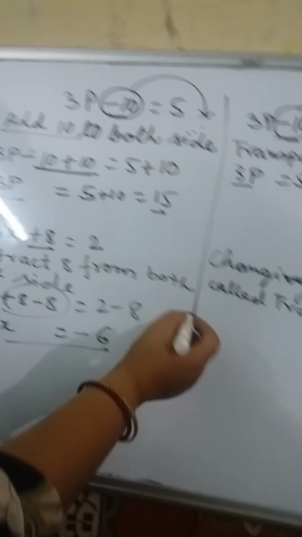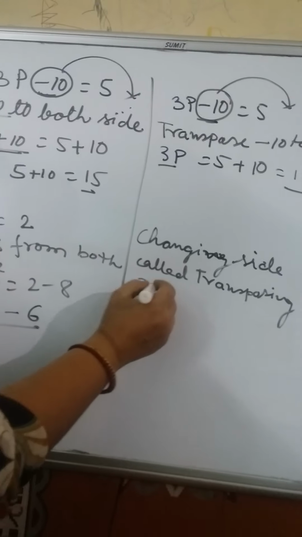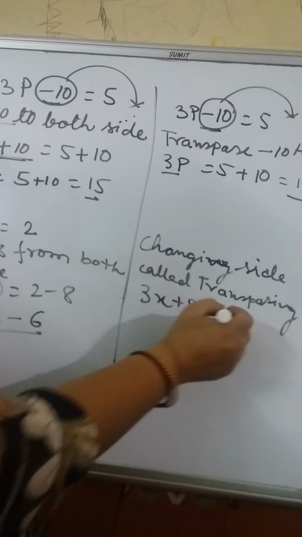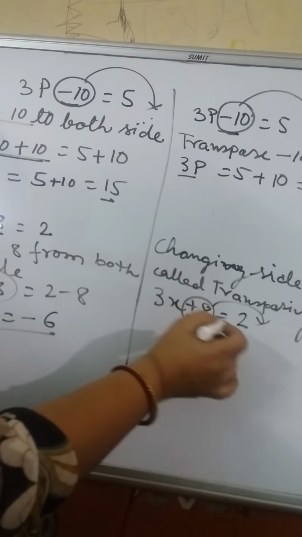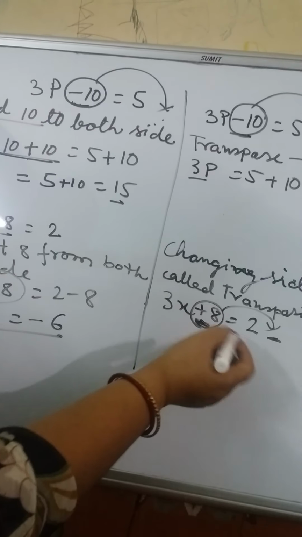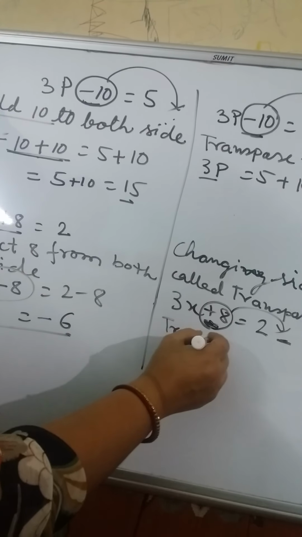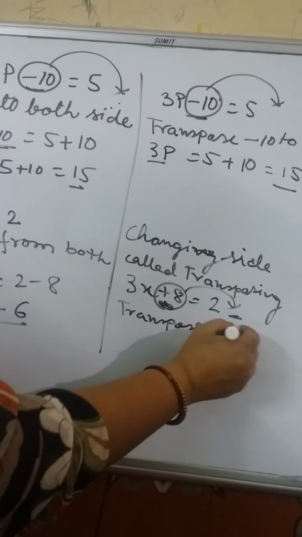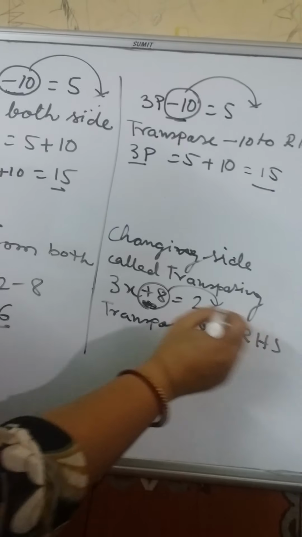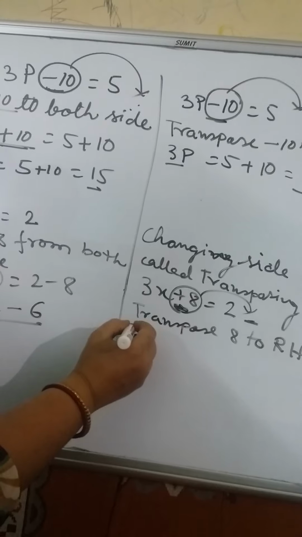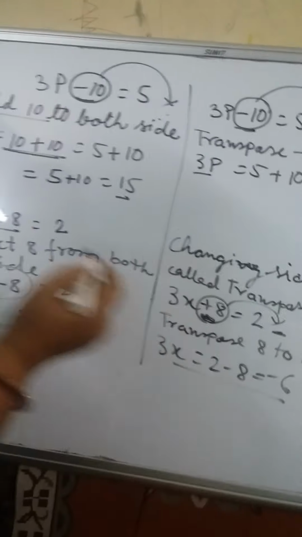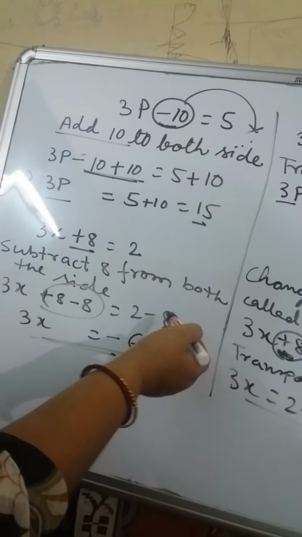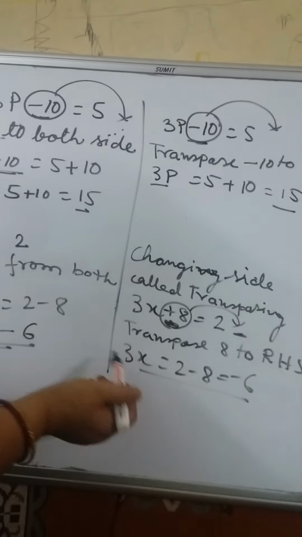Now, if I want to shift this plus 8 to that side, here it is plus, so when I transpose, it will become minus 8. So 2 minus 8 is minus 6. So this is a shorter method to solve.